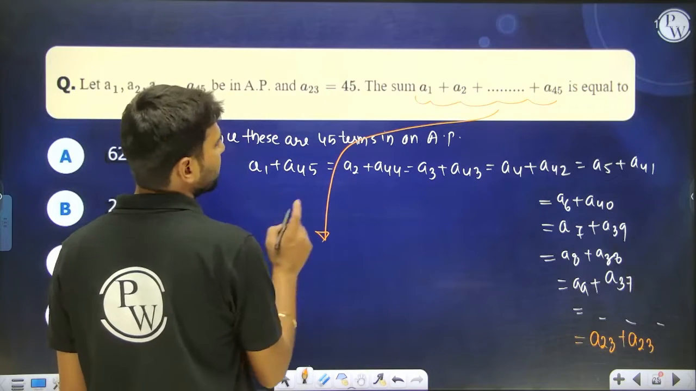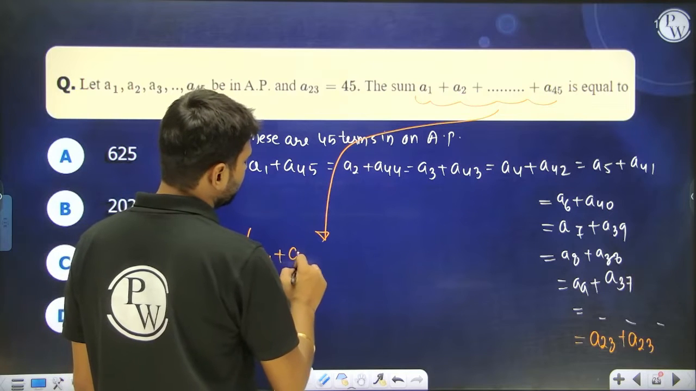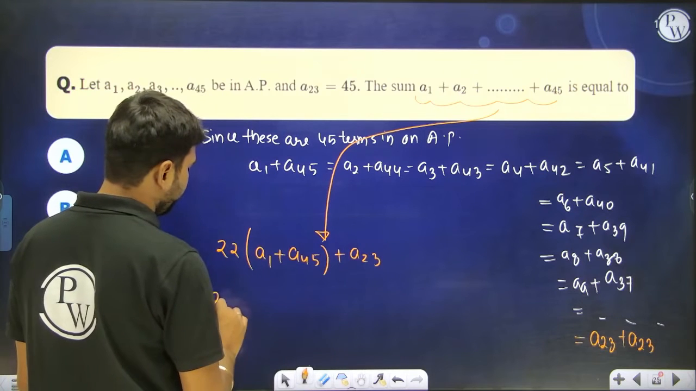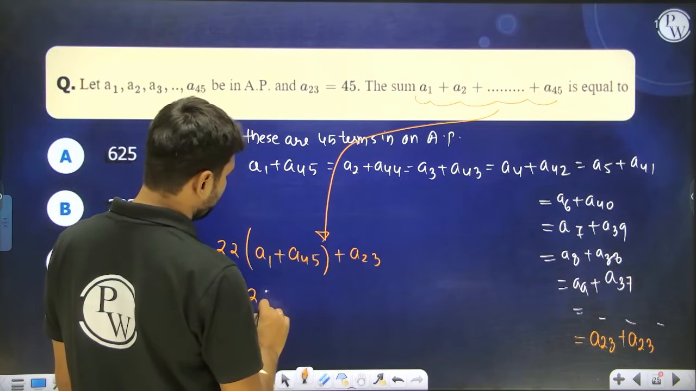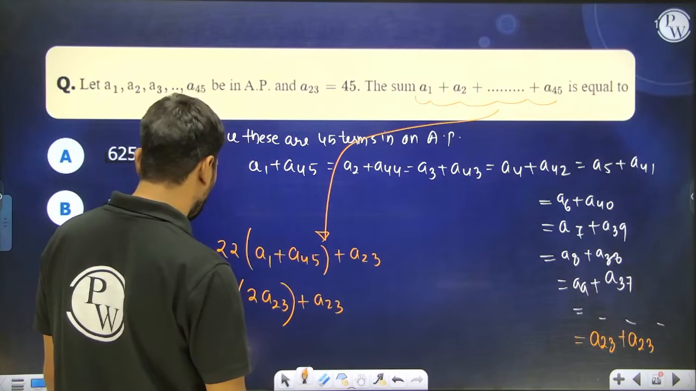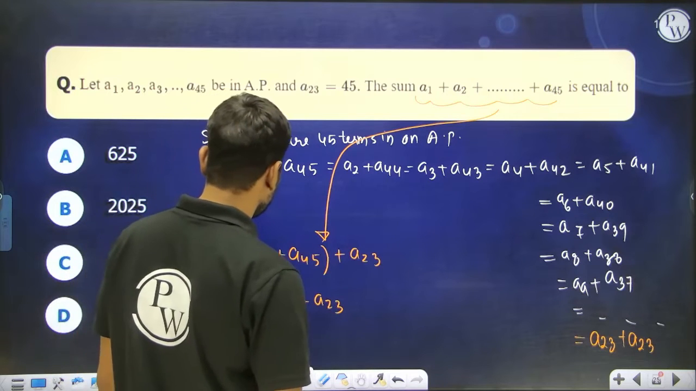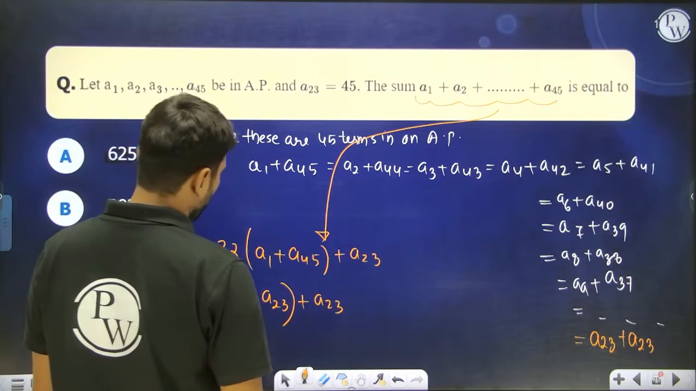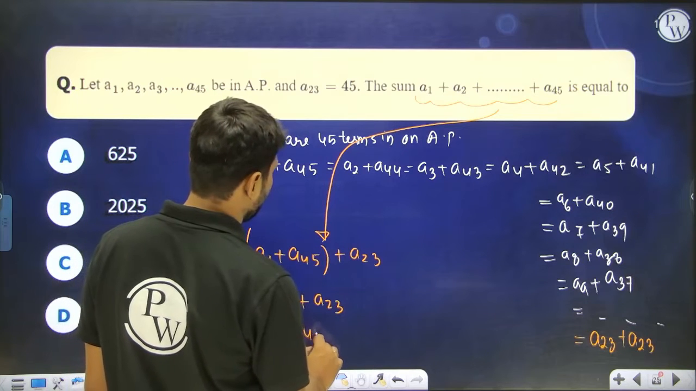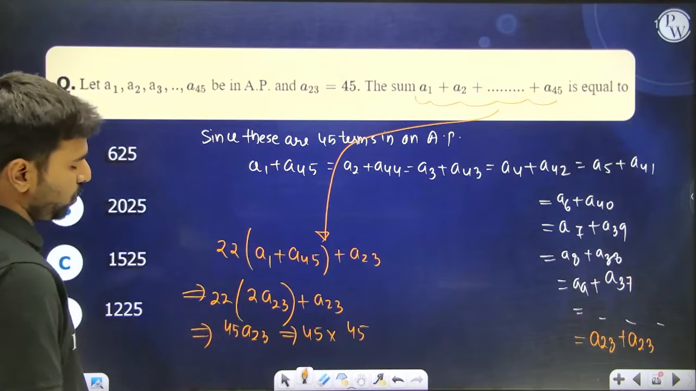So like this you can see that 22 such pairs will form, 22 times of A1 plus A45 plus A23 will come. And over here, 22 times of A1 plus A45 is nothing but equal to this particular thing. So you can have your answer quite comfortably now. So it is going to be equal to 45 times of A23, and now you can write down the answer quite comfortably, because 45 times of 45 is how much? I hope you guys know.